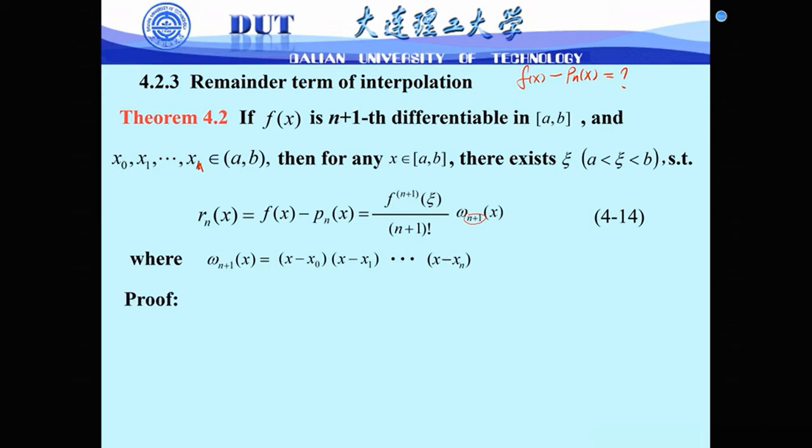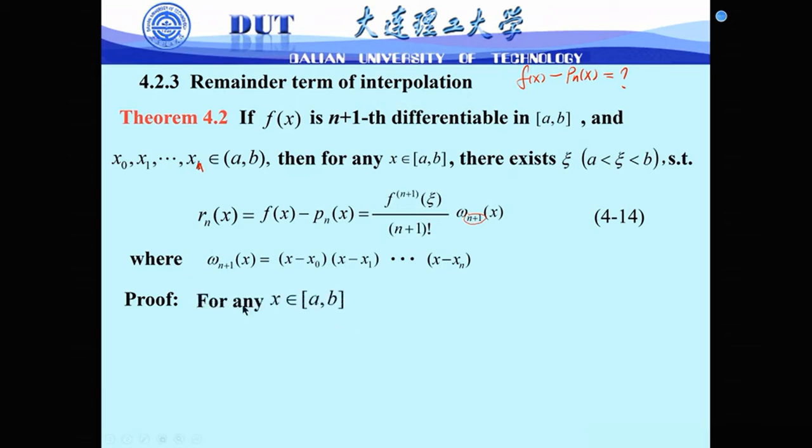Of course, this is a theoretical result. Actually we don't know where the exact xi is. We only know there exists such an xi, right? So this is a theoretical estimation. Of course, I will explain later what the meaning of the remainder term is. But now I show you the proof first. Please follow me, then you will also become familiar with the divided difference and its properties.